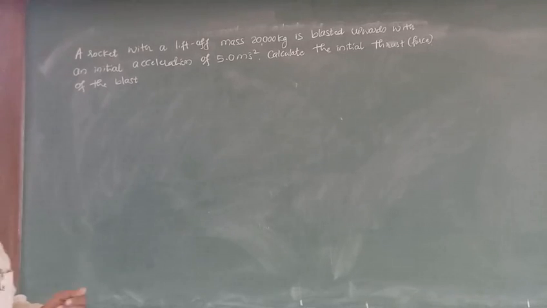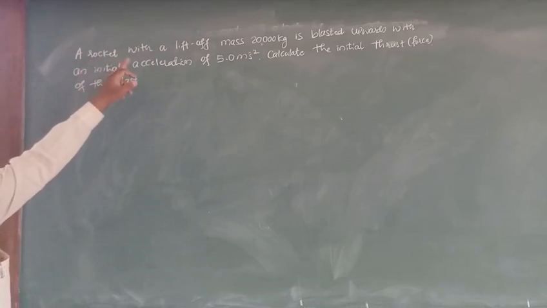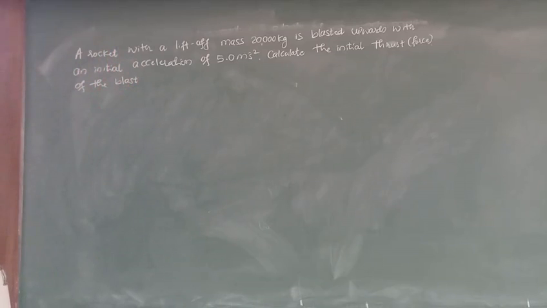Okay, go for the next question. The question is: a rocket with a lift-off mass of 20,000 kg is blasted upwards with an initial acceleration of 5.0 meter per second square. Calculate the initial thrust, meaning the force of the blast.